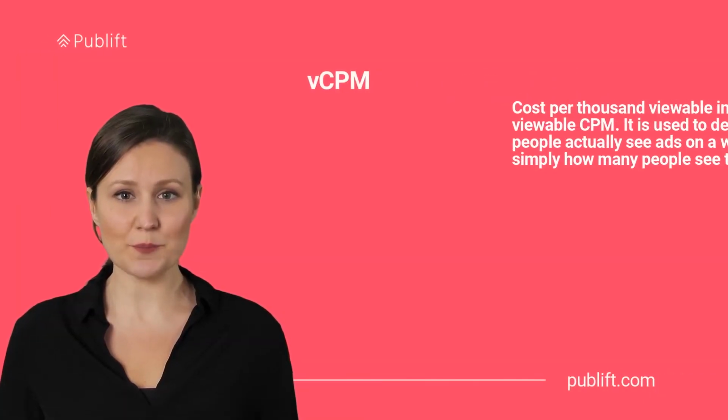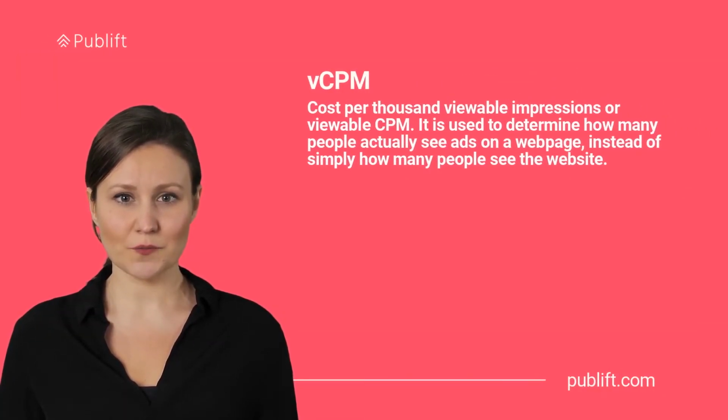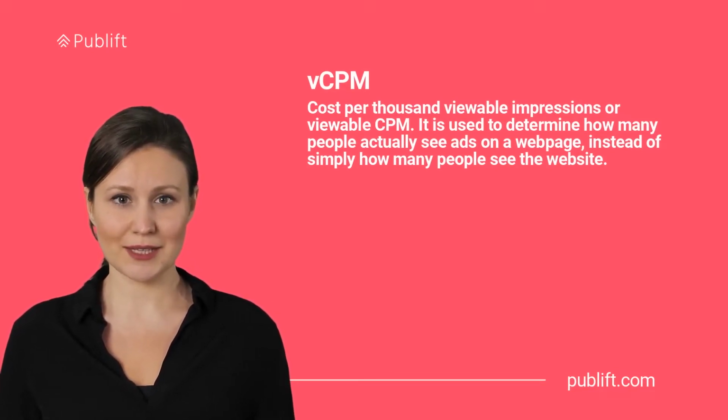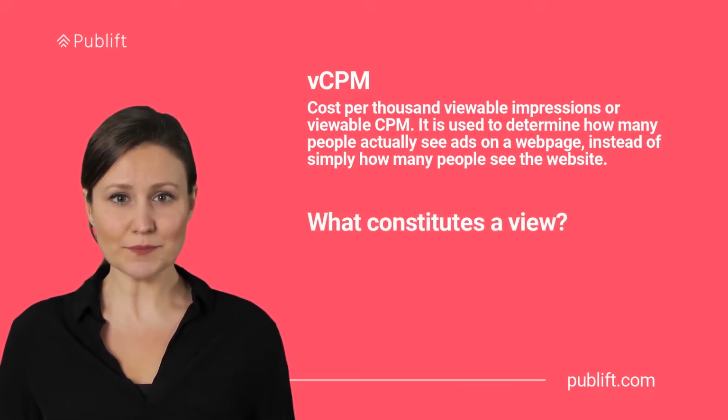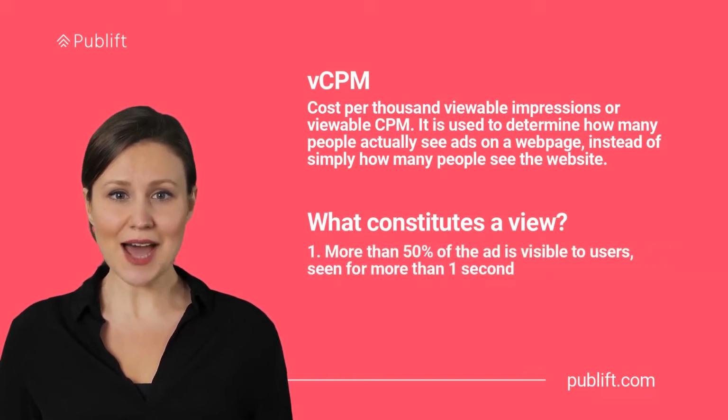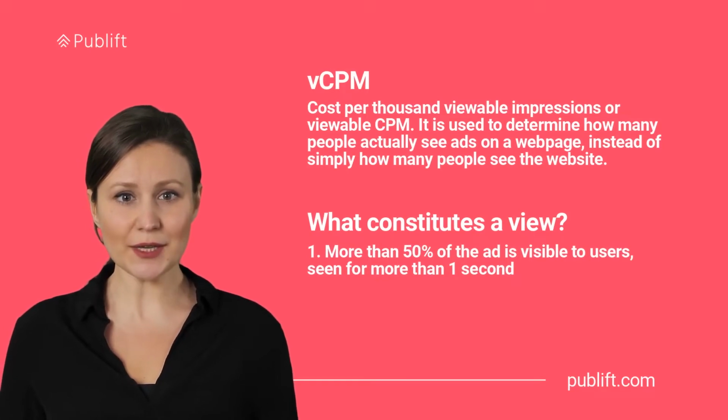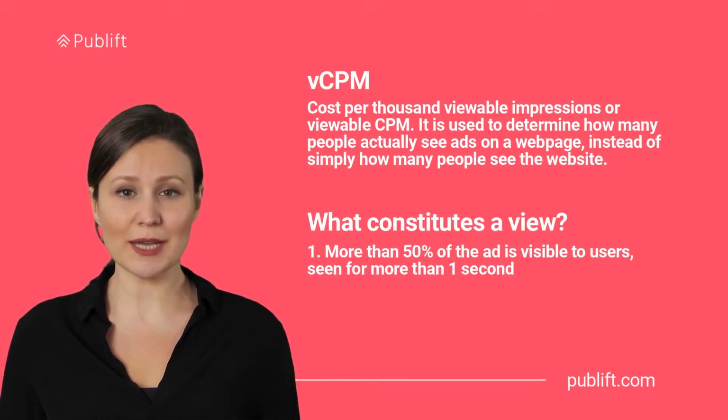vCPM stands for cost per 1,000 viewable impressions, or viewable CPM. It's a metric used to determine how many people actually see ads on a web page, instead of simply how many people see the website. What constitutes a view? According to guidelines by the Media Rating Council and the Interactive Advertising Bureau, or IAB, a view is determined by the following factors. More than 50% of the ad is visible to users, and the amount of time the ad displays for those same users is longer than 1 second.